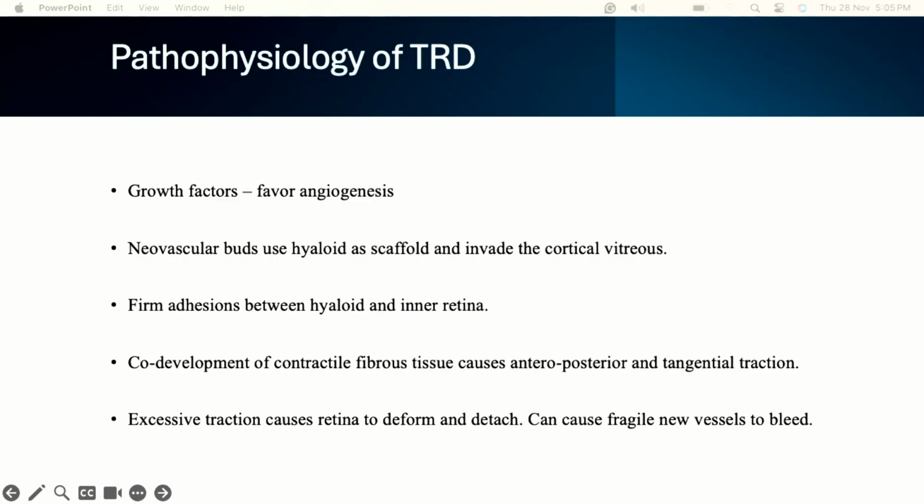Coming to the pathophysiology of tractional retinal detachment. As we know, in diabetes there are many growth factors including VEGF, which favor angiogenesis, due to which the neovascular buds form, and they use the hyaloid as a scaffold and invade the cortical vitreous. Firm adhesions are formed as a result between the hyaloid and the inner retina, and there is also a co-development of contractile fibrous tissue, which causes anteroposterior as well as tangential traction. So excessive traction on the retina can cause it to deform and detach. We call it a tractional retinal detachment. And the new vessels, which are fragile, can also bleed, causing a vitreous hemorrhage or a subhyaloid hemorrhage.